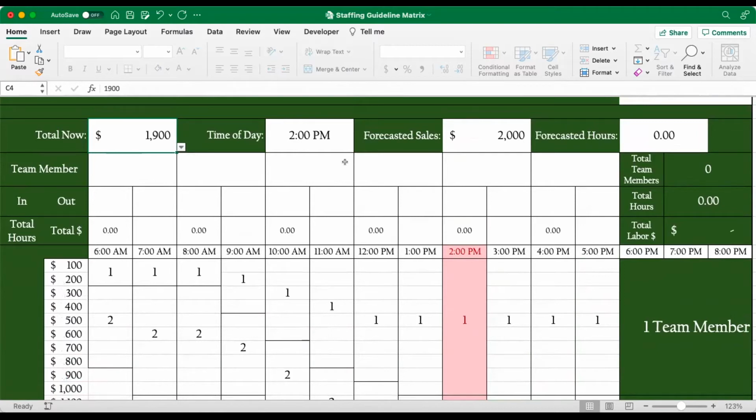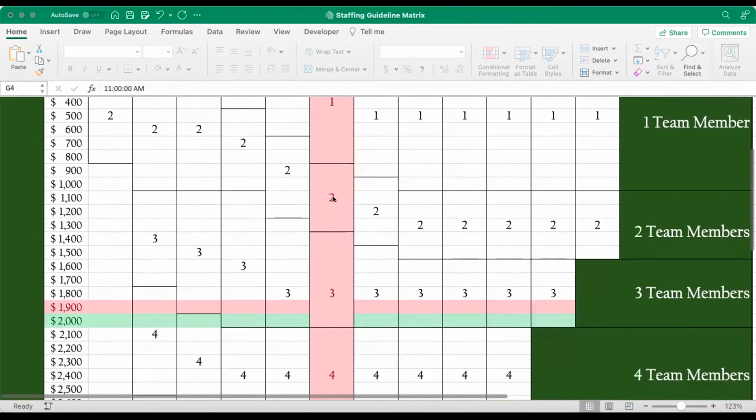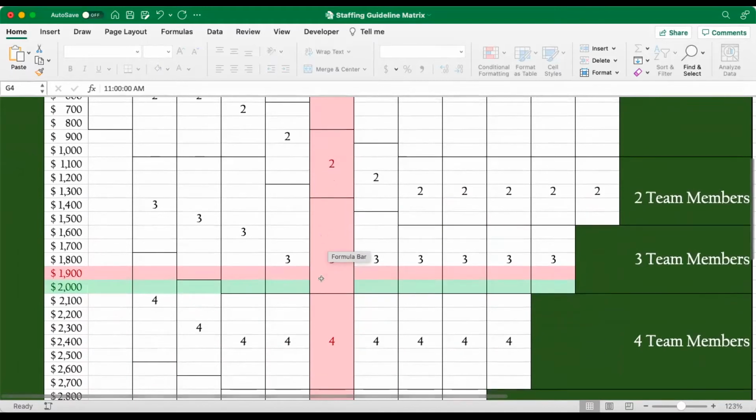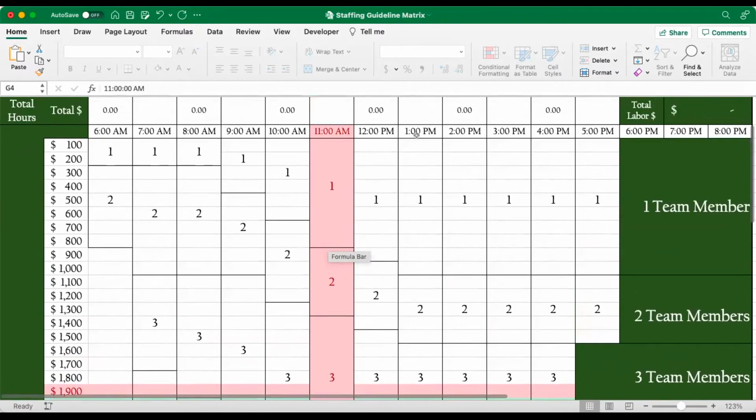Now, conversely, you can change the time of day. Let's say it's 11 in the morning, and you've done $1,900. Again, same sort of scenario. You can see how it's creeping up towards the 4-person mark. It's very close, as a matter of fact. So let's say you have a 4th person that's scheduled at 1 o'clock.